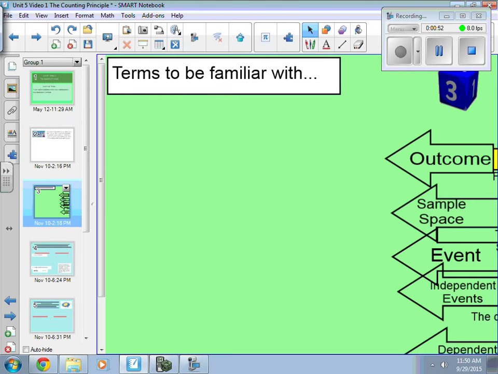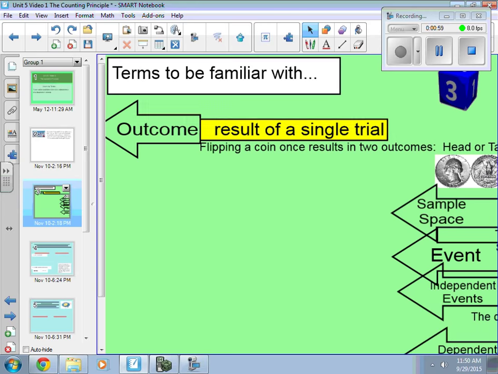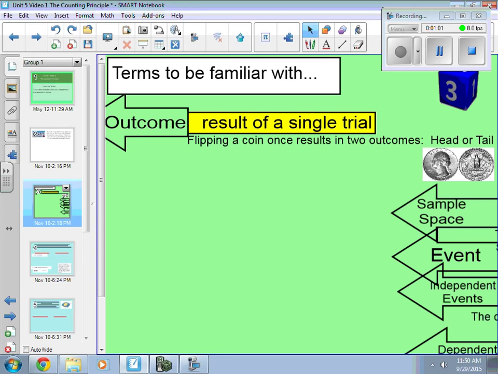All right, some things that we need to be familiar with here. These terms are all going to pop up throughout the chapter. One of them is an outcome. And what we say is that an outcome is the result of a single trial. So one example would be flipping a coin. If you were to flip a coin, you have two outcomes, heads or tails. So you could have one of either. So there would be two possible outcomes.